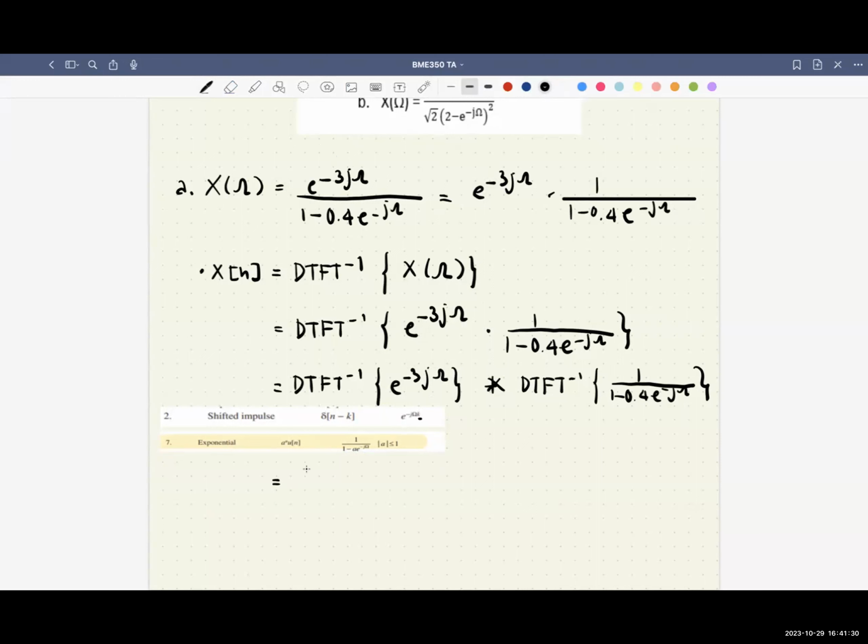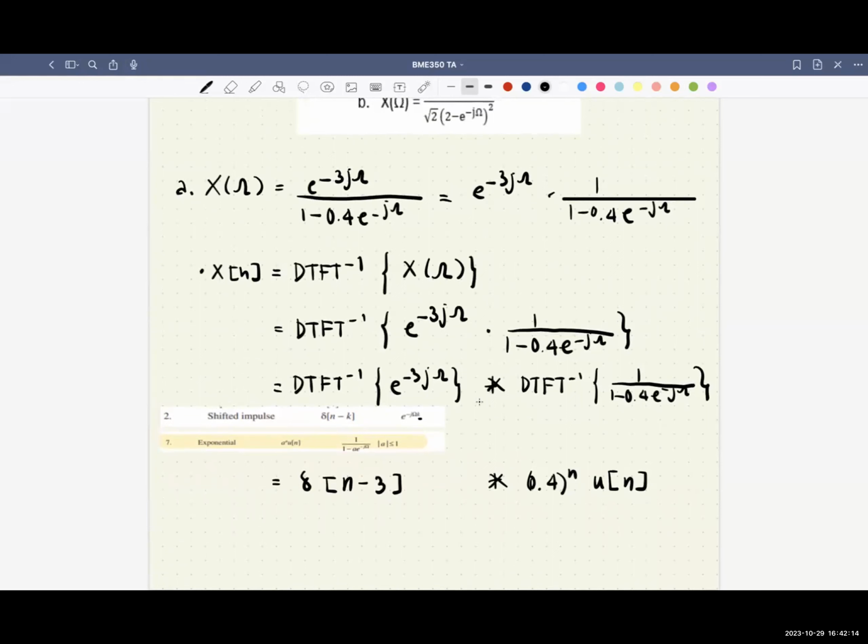Therefore, we can easily do this first term now. What we get from the first term is delta function of n minus 3. And this is being convolved with this part. Can anyone tell me what A is? 0.4, thank you. So we will get 0.4 to the power of n times u n.